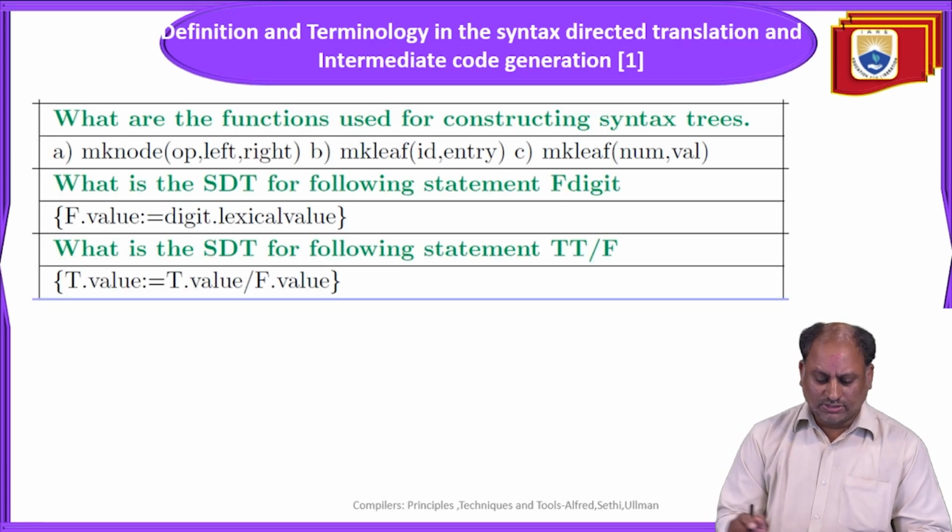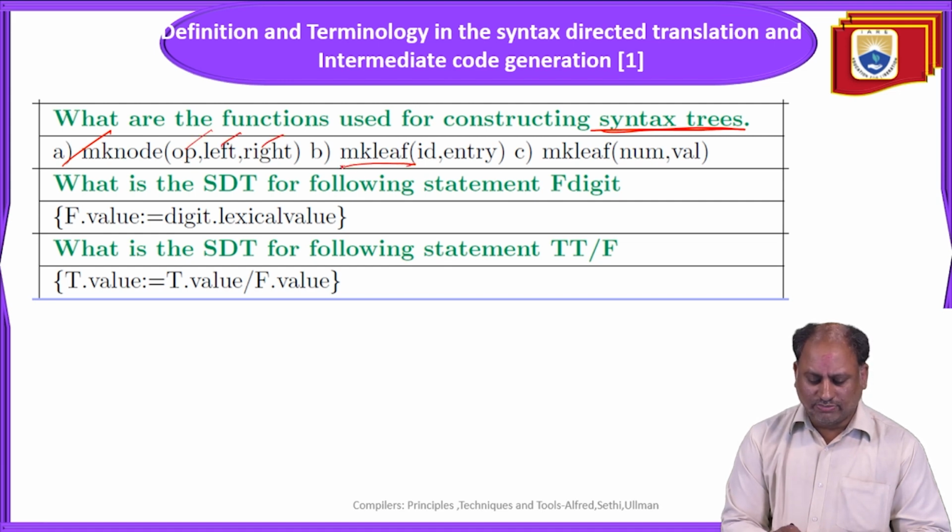Now what are the functions that are used for constructing the syntax tree? The first one is make node, that is operand, left, right, and make leaf, that is we are going to create a child node, then make leaf id entry, any other child nodes with this one, make leaf again value, the number of child nodes to be increased.